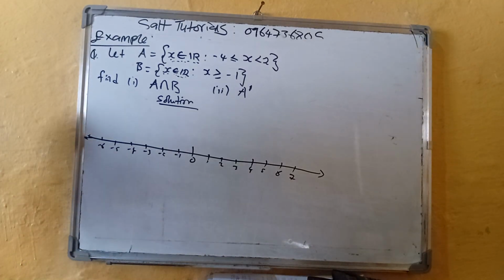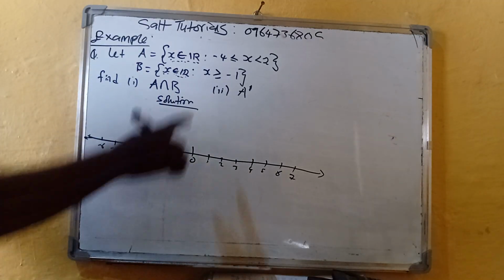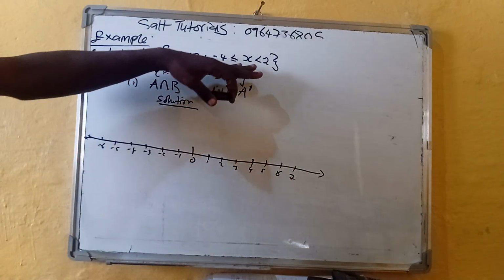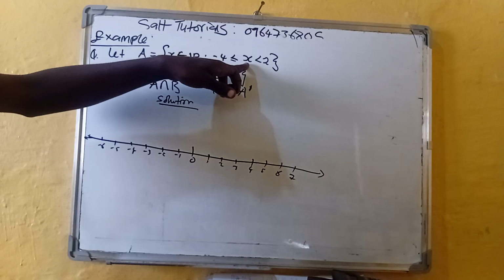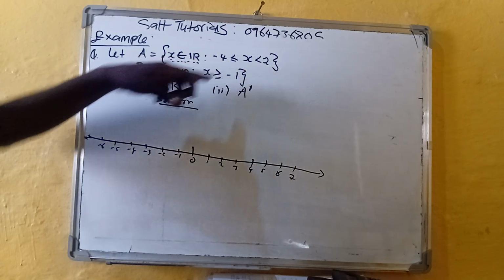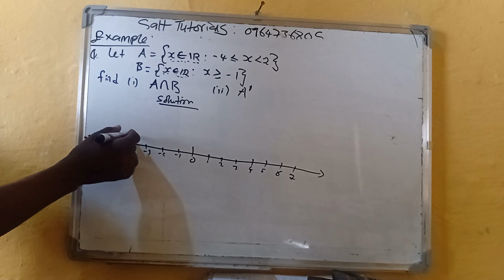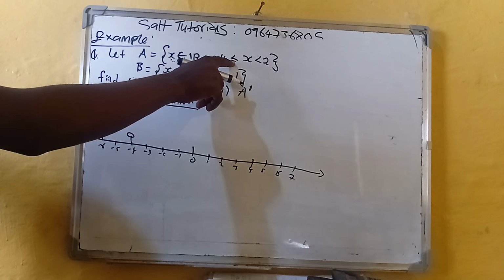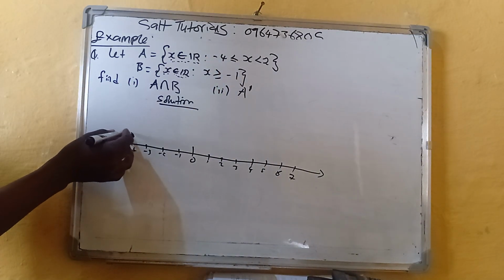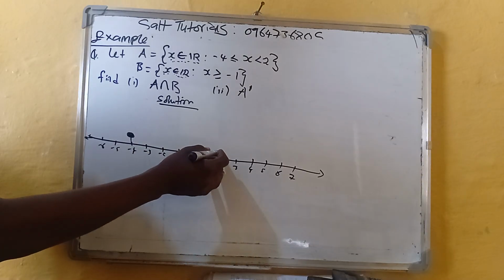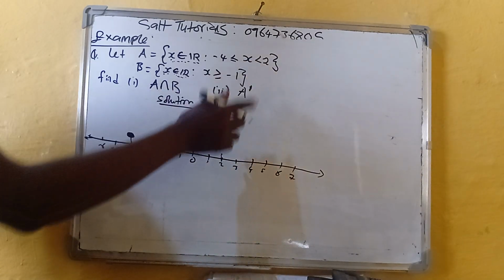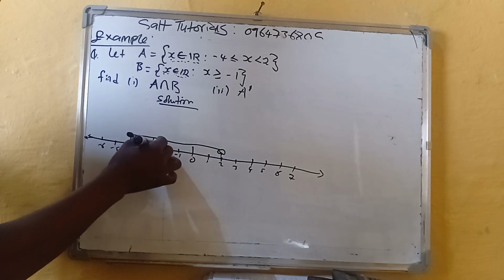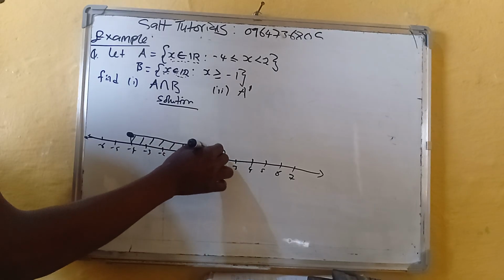So when sketched on the number line, what is my A? A is -4 less than or equal to x and x less than 2. So remember the graphing of this interval: a less than or equal to x and x less than b. How did we sketch? We go to -4. Is the bubble going to be closed? Because of equality, it's supposed to be shaded. You continue up to +2. +2 does not have equality, so it is an open bubble. So this part here is my set A.